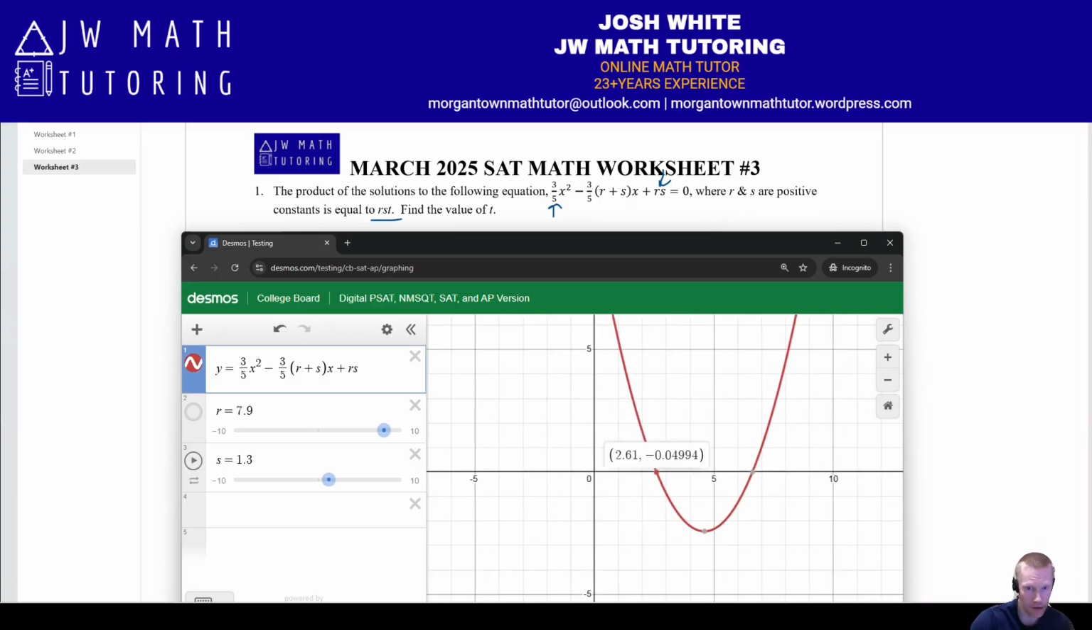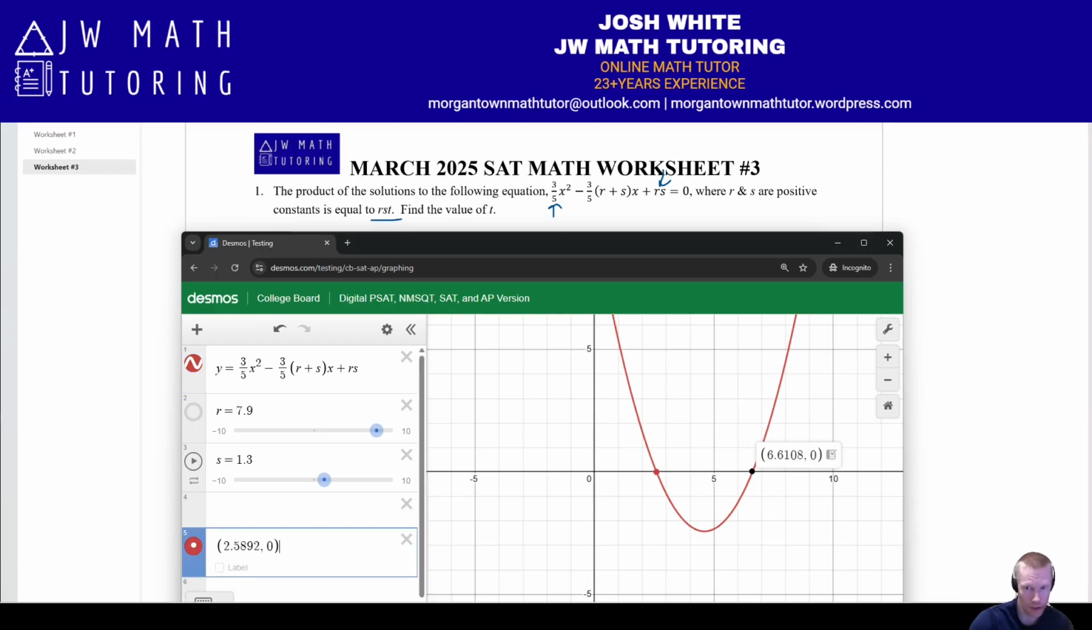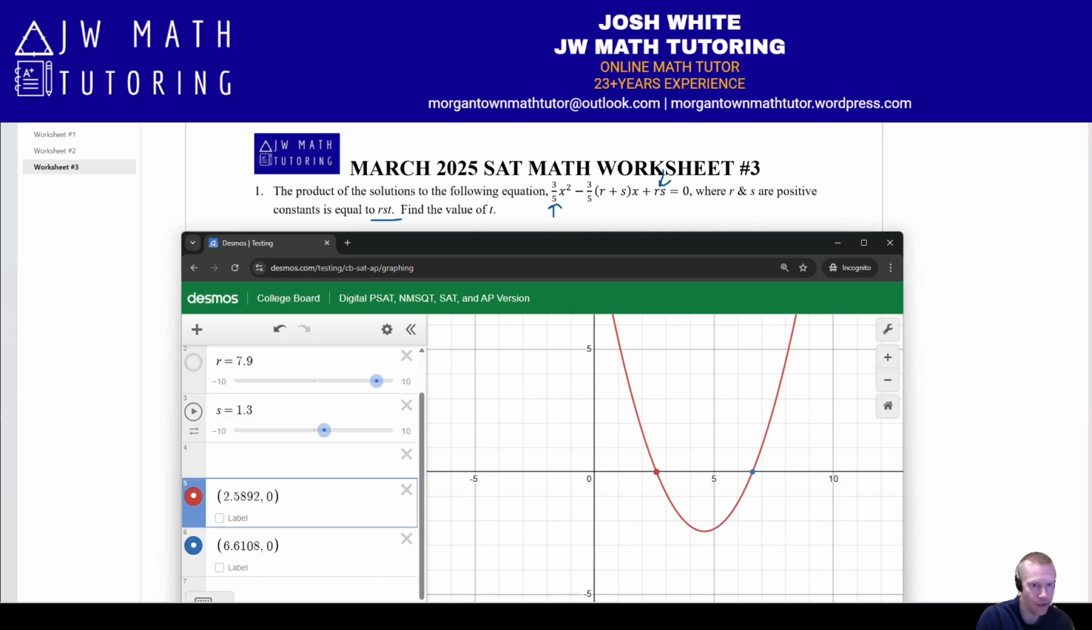So let's do this, and then right here, what I'm going to do is export both of these. Okay, so now I'm going to multiply my two solutions.